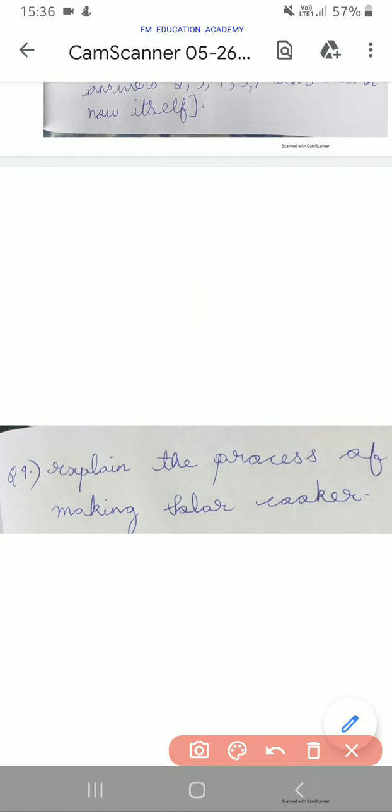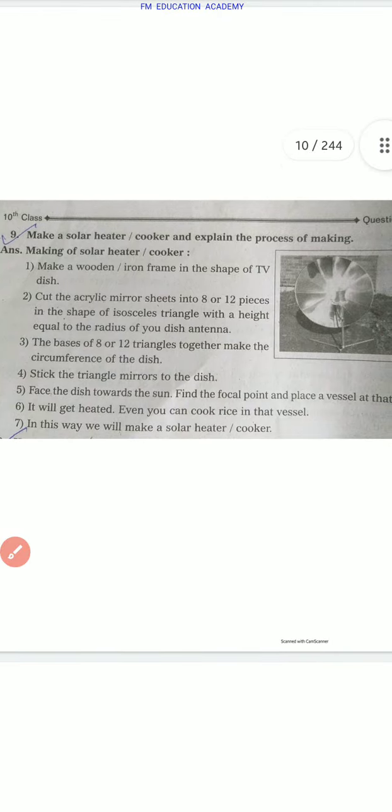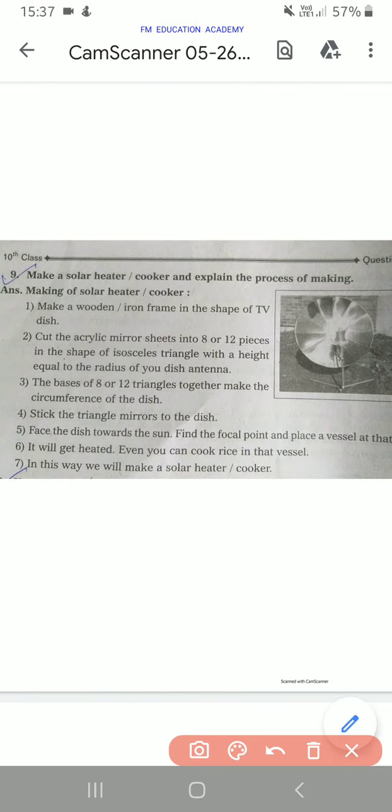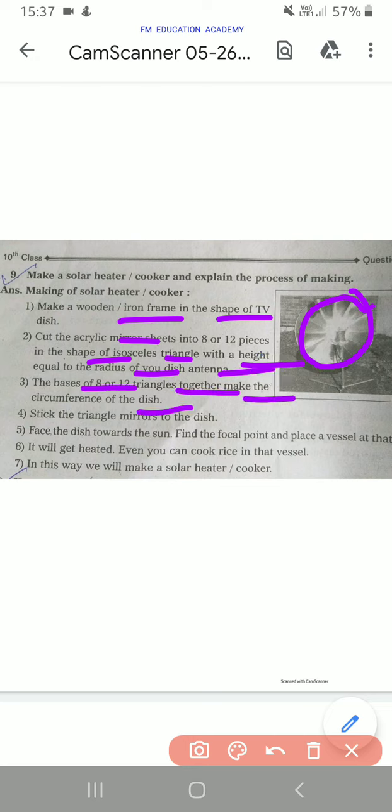So the next question is, explain the process of making a solar cooker. See this. Make a wooden or iron frame in the shape of a TV dish. Cut the acrylic mirror sheets into 8 or 12 pieces in the shape of isosceles triangles with a height equal to the radius of your dish antenna. The bases of the 8 or 12 triangles together make the circumference of the dish. Stick the triangle mirrors to the dish.